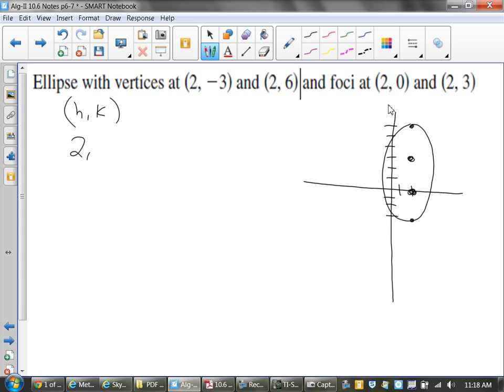Is it halfway between both? It's halfway between either one of them. The center will always be at the halfway point of the vertices, the halfway point of the foci, and the halfway point of the co-vertices. It doesn't matter which one you use. You will get the same point. So here I'll do -3 and 6 is 3. So half of that is 1.5. There's my h and k.